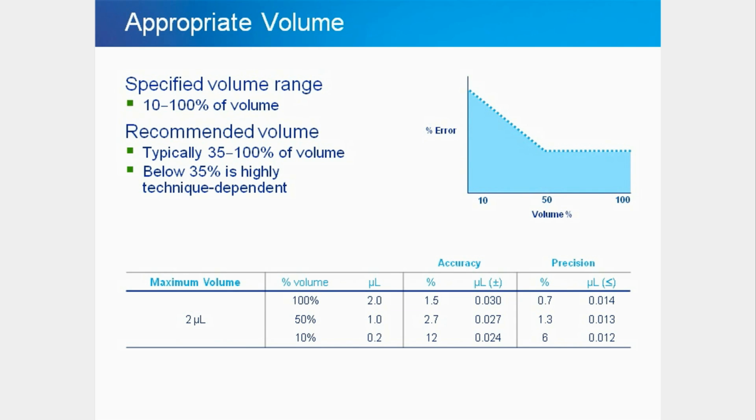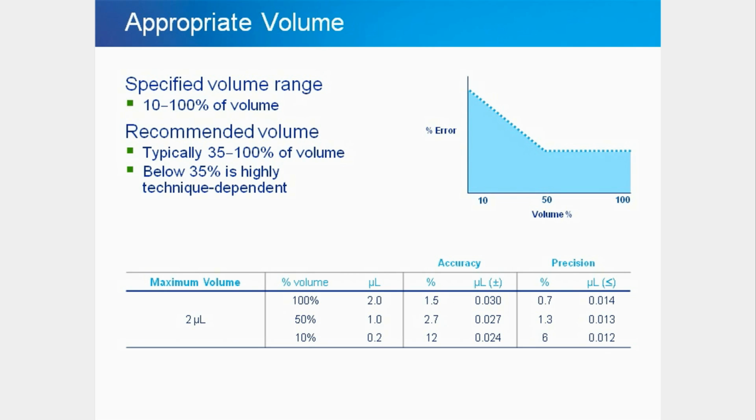The normal operating range for most pipettes is 10 to 100% of nominal volume. Although this is considered to be the operating range of the pipette, the performance specifications will change as the volume setting decreases. For example, the accuracy specifications for a 2 microliter pipette are plus or minus 1.5 to 2.7% from 50 to 100% of nominal.